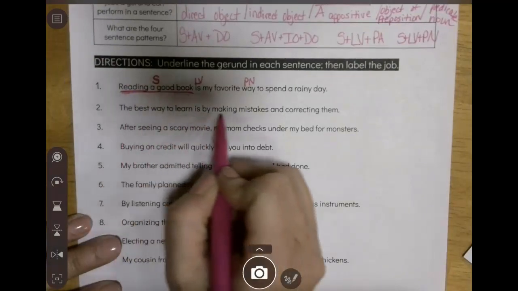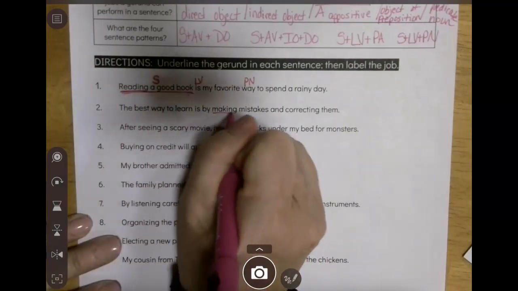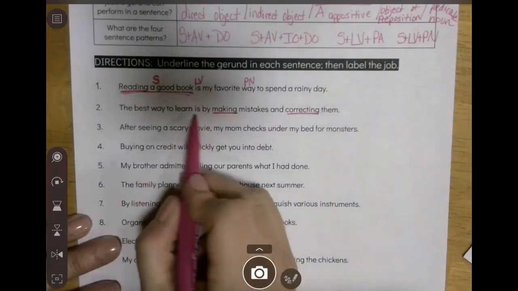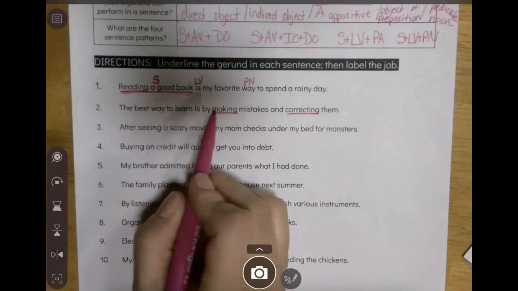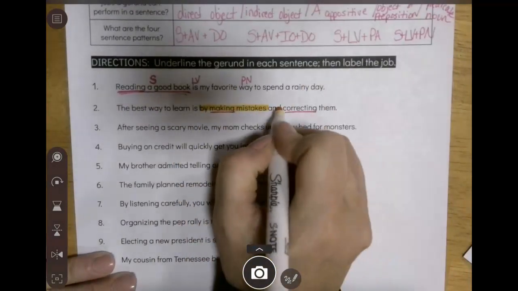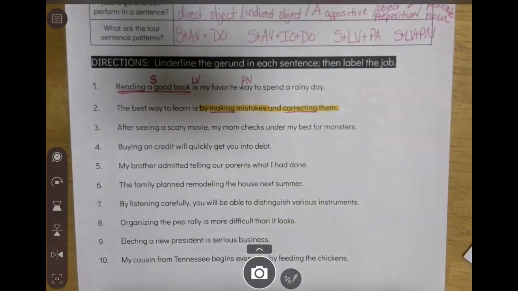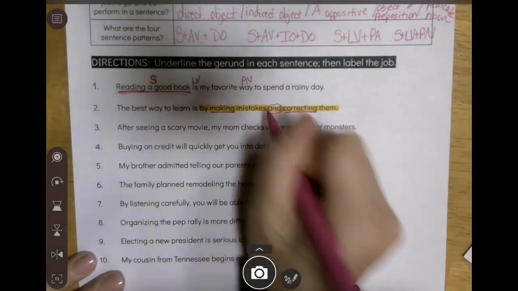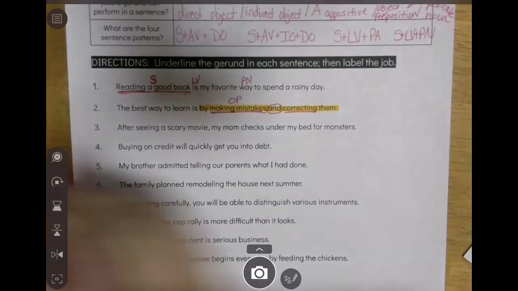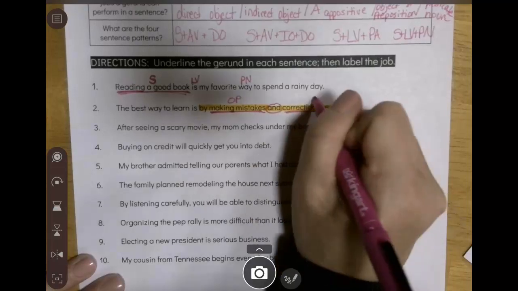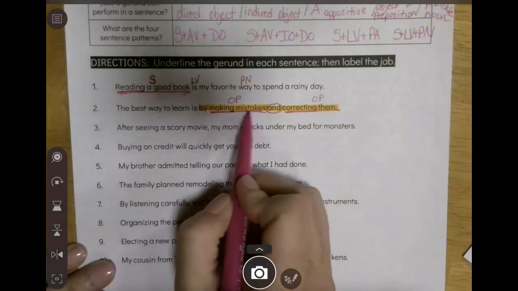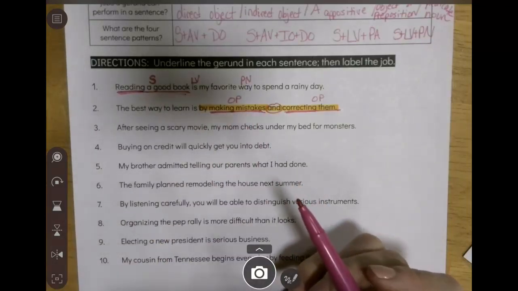The best way to learn is by making mistakes and correcting them. So I'm going to look for my verb that ends in ing, and I see two, making and correcting. So let's see if those are gerunds. The best way to learn is by, and I see a preposition, by. I'm going to go all the way until I get to a conjunction that tells me that there are two parts of this prepositional phrase. So by making mistakes is one object of the preposition, and correcting them is the other object of the preposition. So the gerund has a little complement that goes with it.